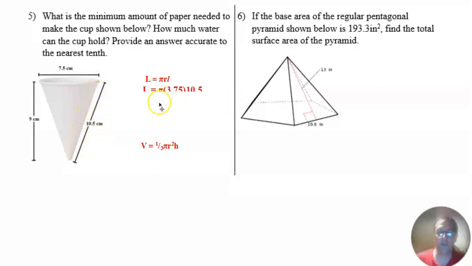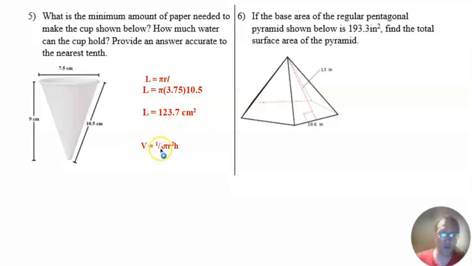That's the 10.5. So our formula becomes pi times 3.75 times 10.5, which is approximately, to the nearest tenth, 123.7 square centimeters, because this is area. It's lateral area, so square centimeters. Okay, and let's see what y'all did for volume.